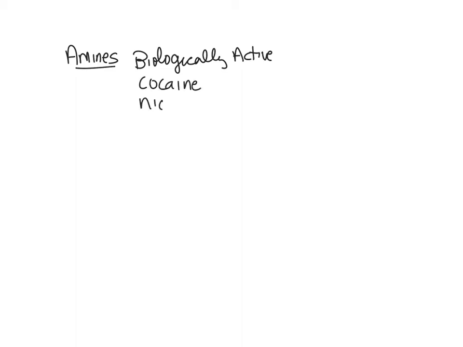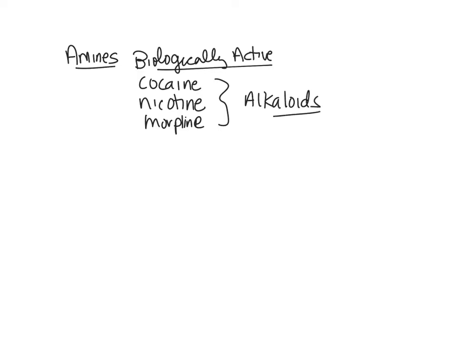Welcome to the chapter on amines. Now, amines include a lot of biologically active compounds, such as cocaine, nicotine, which is found in tobacco, and morphine. These are natural products, and they're biologically active, and they're also called alkaloids. You can look at their structures. They're pretty complex. They have stereocenters. Most drugs of addiction are classified as alkaloids.